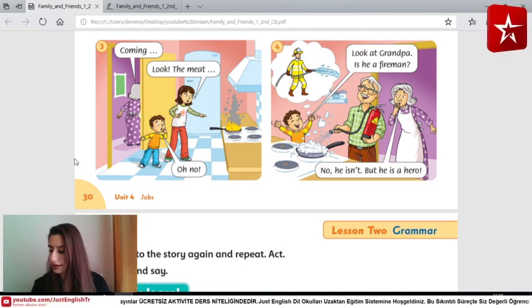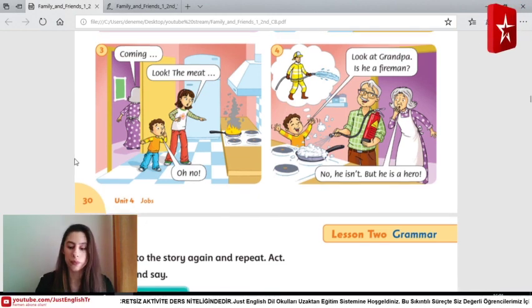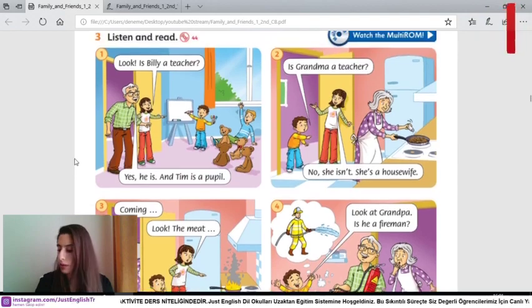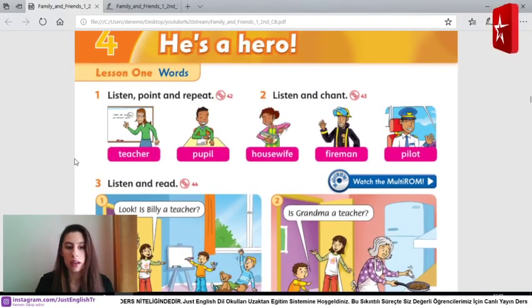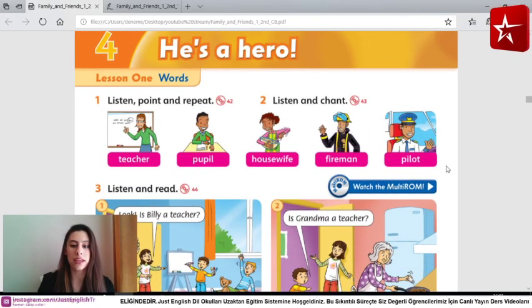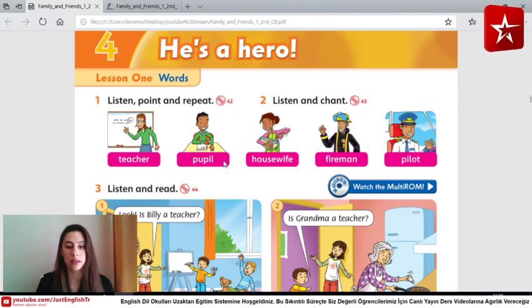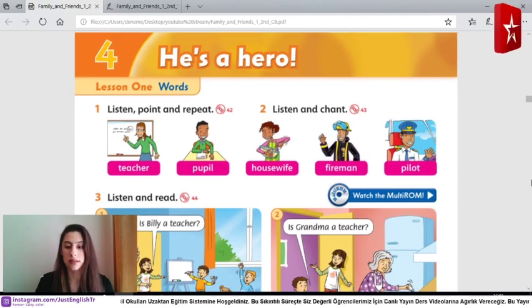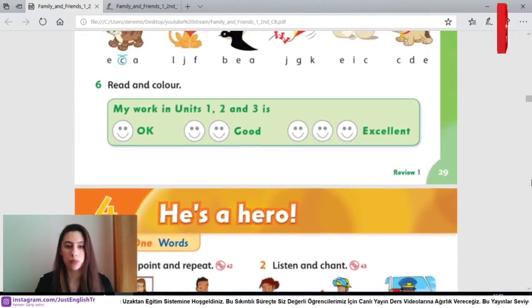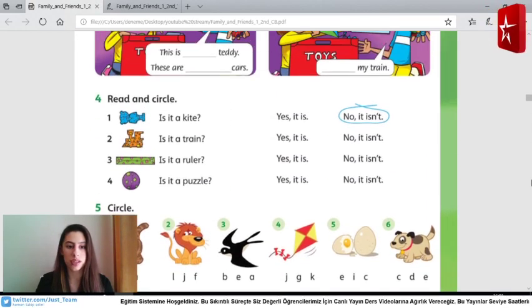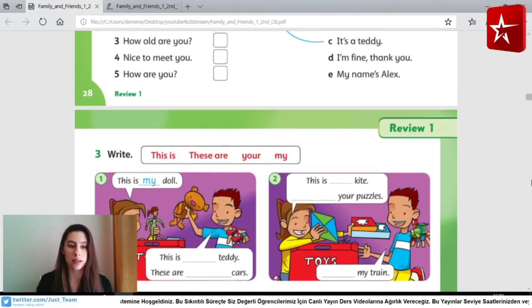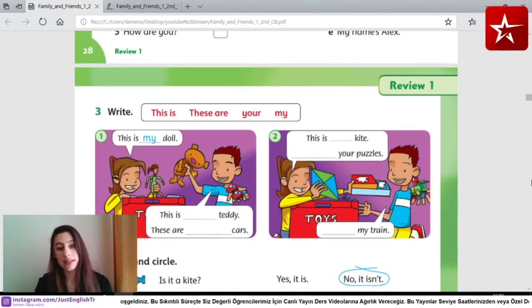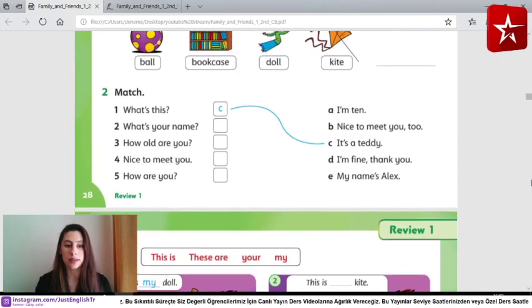Hello, guys. I can see your messages. And here are the occupations. For example, teacher, pupil, occupations. Bunlara birazcık giriş yapmıştık. Onun dışında bu kelimelerimiz vardı. This, these, your, my, bunlardan bahsetmiştik.